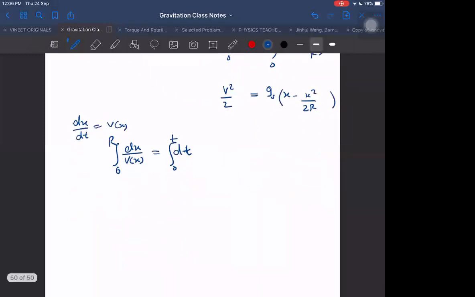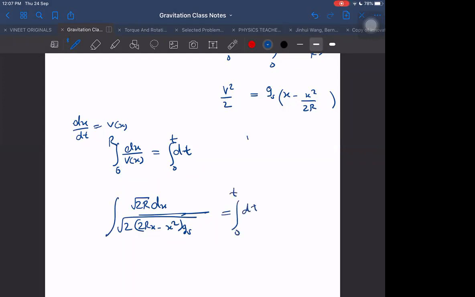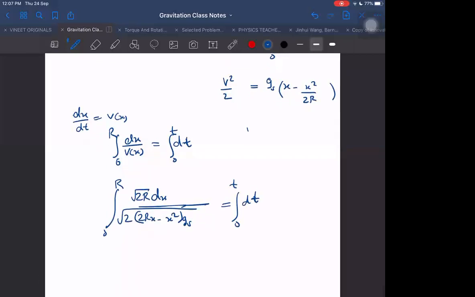Then next here, we will be getting dx upon the square root of 2r x minus x square into gs divided by 2r. The 2r will come here. Under root is also there, and 2 is also there. This will be the final result of v. dx by v is equal to dt, 0 to t, 0 to r. Root 2 we can cancel out, and gs will come out. That is not a problem.